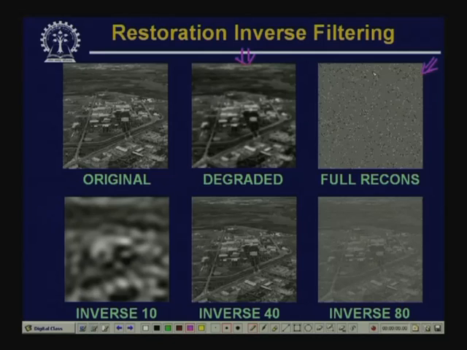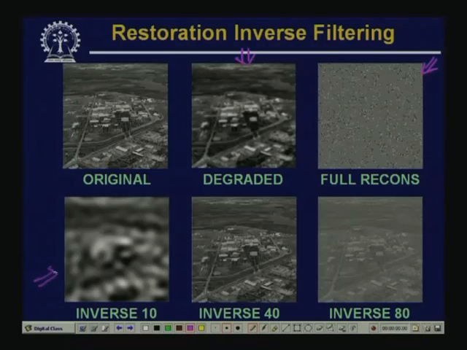Whereas, if we go for restricted reconstruction, that is, we consider only a few frequency components near the origin, as has been shown here, where we have considered only those frequency terms within a radius of 10 from the origin, this is the reconstructed image. As is obvious, because the frequency components we have considered are very limited, the reconstructed image becomes very blurred, and that is the property of a low pass filter. If the cutoff frequency is very low, then the reconstructed image has to be very blurred.